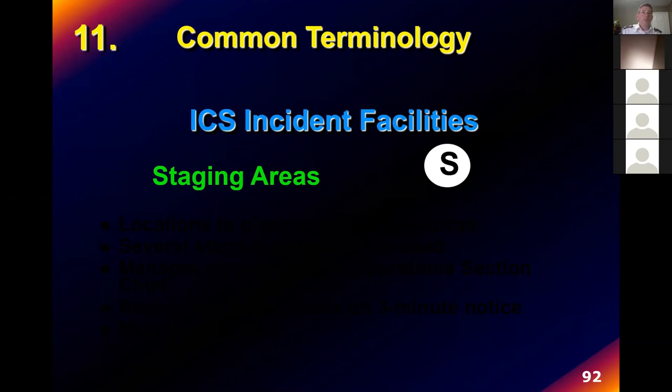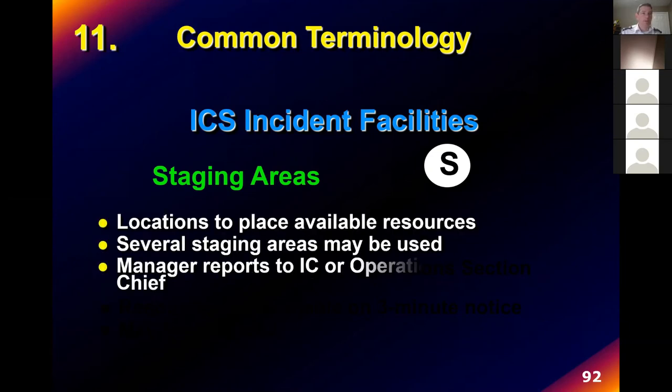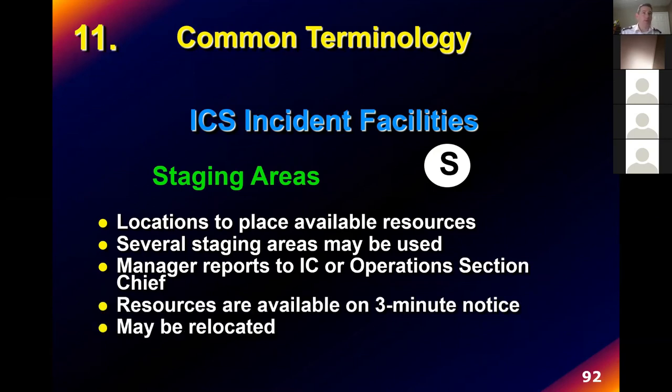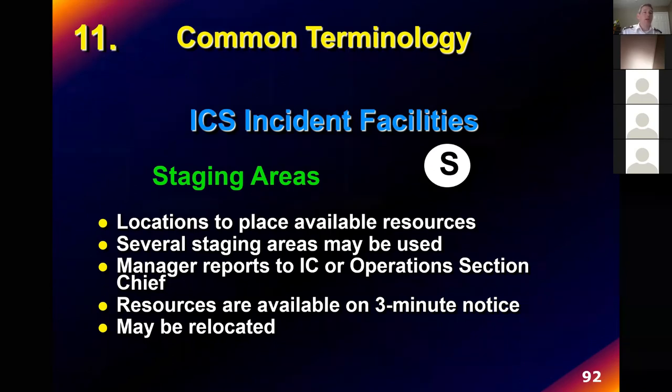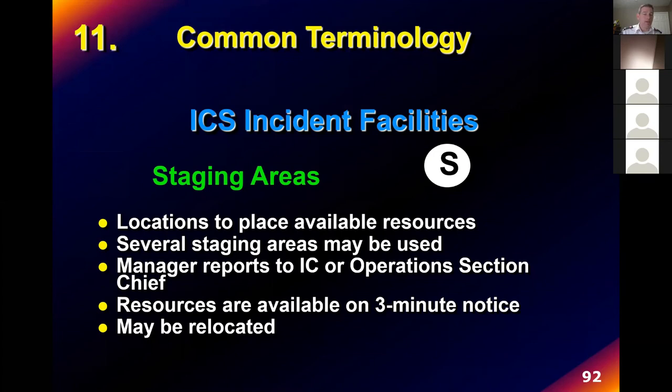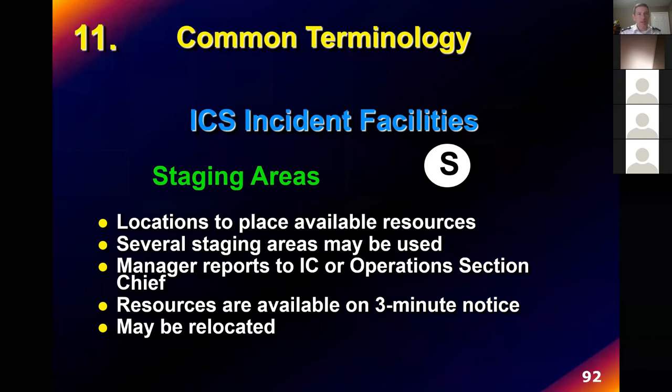Staging areas. A staging area is basically maybe a temporary location at the incident, but these are locations to place available resources. You might have several staging areas depending on the size of the event. The staging manager will report to the incident commander or possibly the operations section chief if one has been assigned. Resources need to be available at the staging area on a 3-minute notice. And you may end up relocating. You might be in a hazardous area and you need to relocate away from the hazard. It's going to need to be large enough to accommodate all the resources that are there, clearly marked.